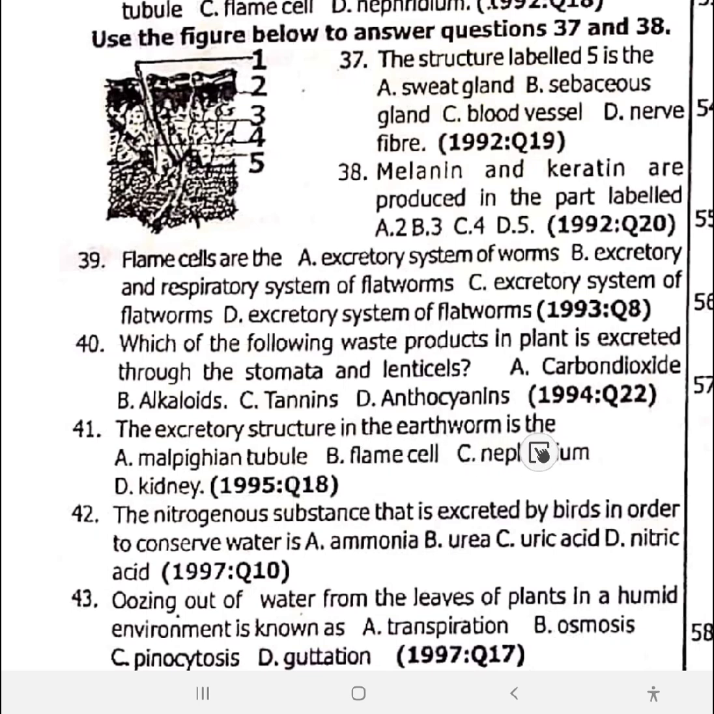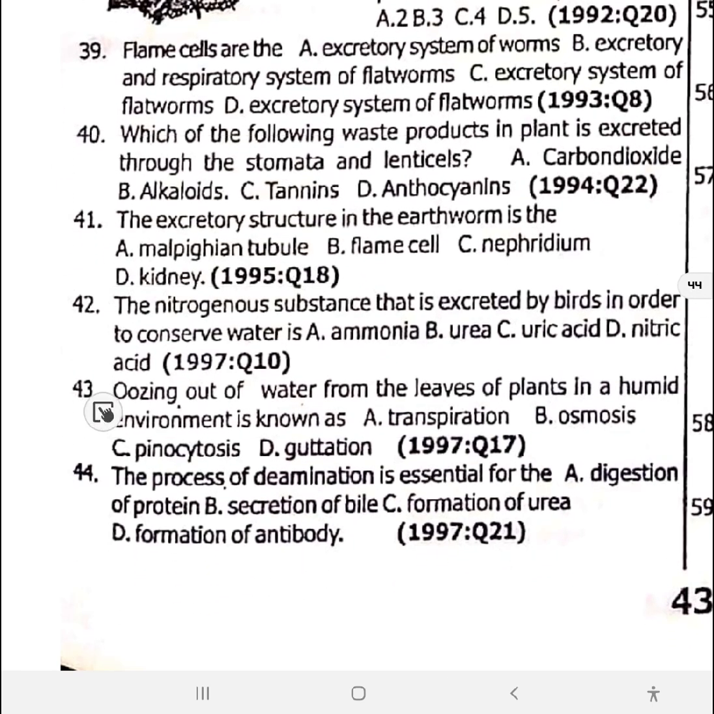41. The excretory structure in the earthworm is the nephridium. They don't repeat them again. 41 is C. 42. The nitrogenous substance that is excreted by birds in order to conserve water is uric acid. 42 is option C. Uric acid. We're trying to be fast. 43. Oozing out of water from the leaves of plants in a humid environment is called guttation. Option D.